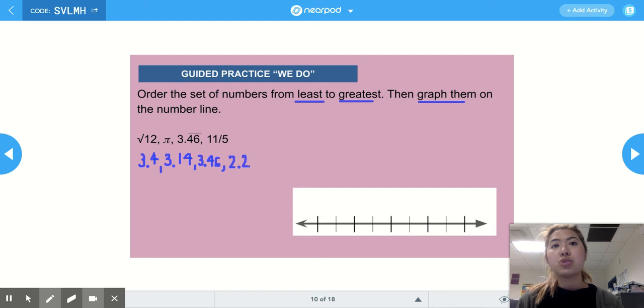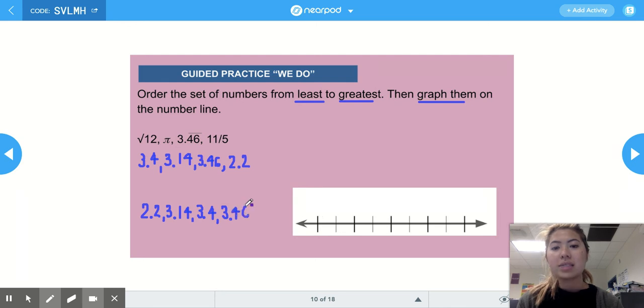Step 2 is to order the decimals. So the smallest number here is 2.2. And so we're keeping them still in decimal form. Then the next smallest number is 3.14. Following that is going to be 3.4. And then we have 3.46.